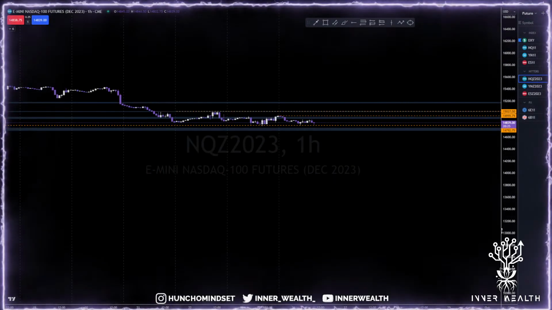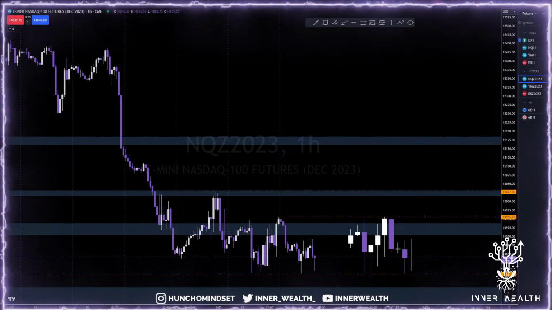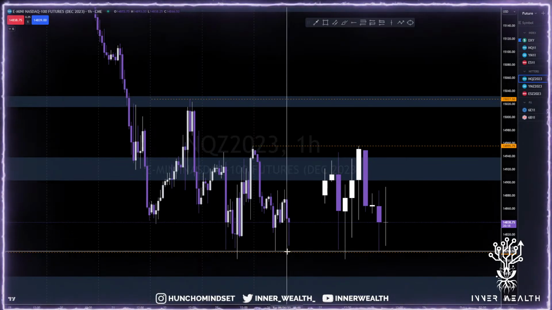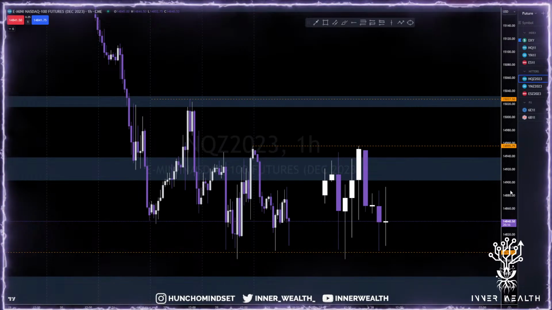Shorting it from where it's at now, it's all right. That's why price is struggling to move lower. You guys see that? Price is struggling to move lower because we're so deep in discount.